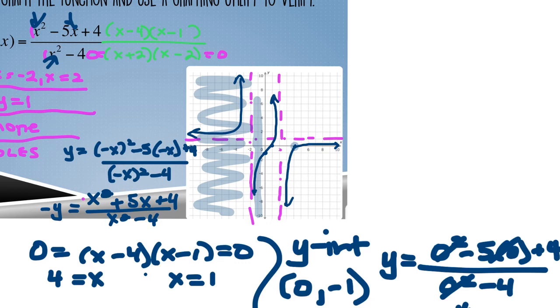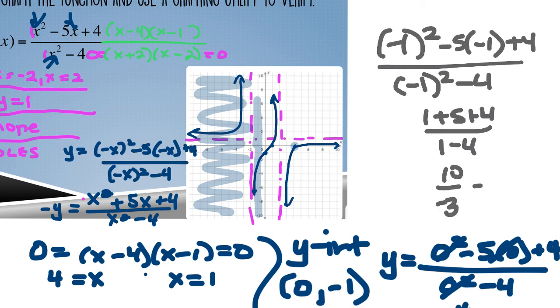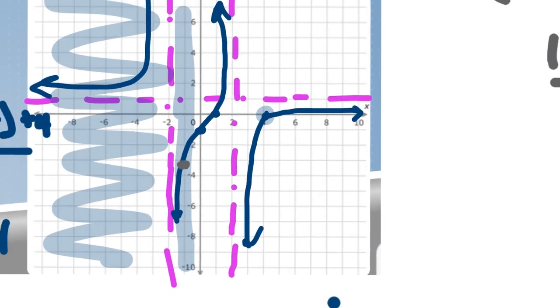If I plug in -1, I get -1 squared minus 5 times -1 plus 4, over -1 squared minus 4. I get 1 plus 5 plus 4 over 1 minus 4, and I get 10 over -3. So that's -3 and 1/3. If I got something like a positive 3 1/3 and it doesn't make sense with what my graph is, then you go back and check your work and figure out why. But because it's negative 3 1/3, we were pretty close. There's my point.